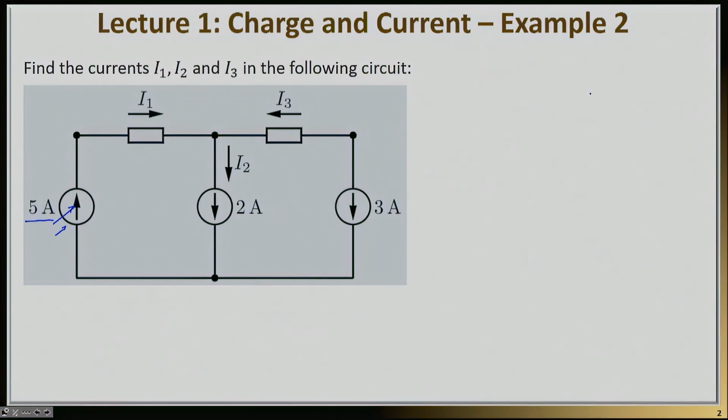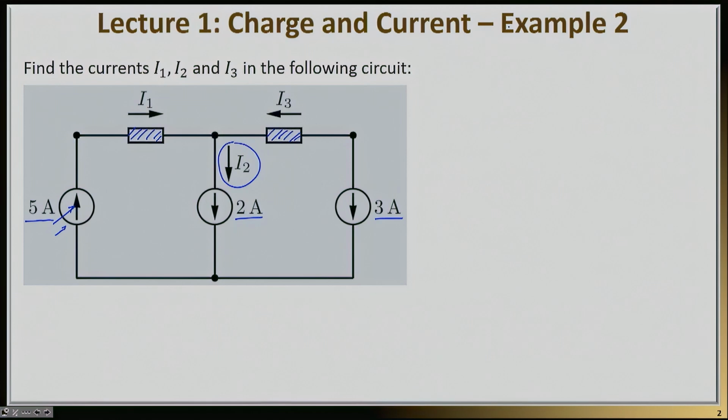There is a 5 amp current source that you can imagine as shooting current upwards. There is a 2 amp current source that results in a downward current, and there is another downward current whose value is 3 amps. We also have 2 devices shown with these rectangles here. We don't really know what these devices are. They could be really anything. However, it really doesn't matter. The main question that we want to answer here is how much current flows through these devices and how much is also this current I2.